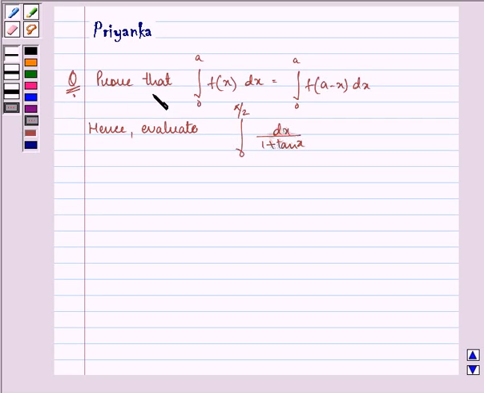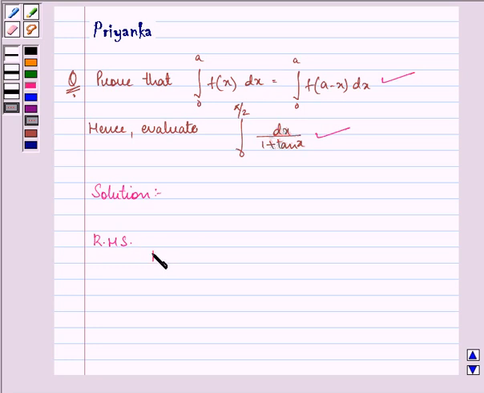The question says, prove that integral 0 to a f(x) dx is equal to integral 0 to a f(a minus x) dx. Hence, evaluate integral 0 to pi by 2 dx upon 1 plus tan x. So, here in this question, first we need to prove and then we need to evaluate. First of all, let us start with our right hand side.